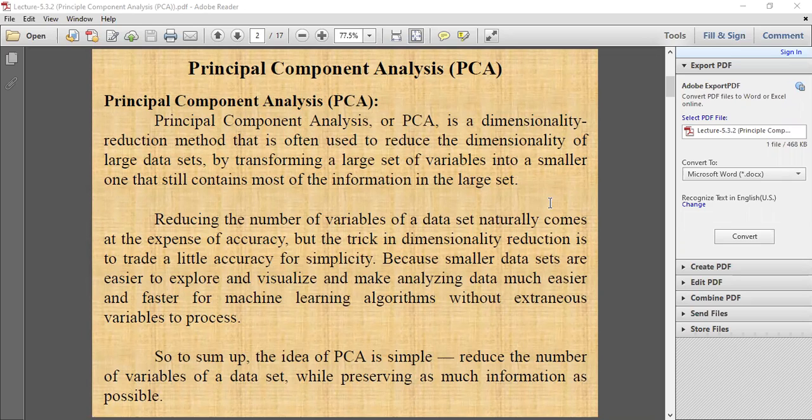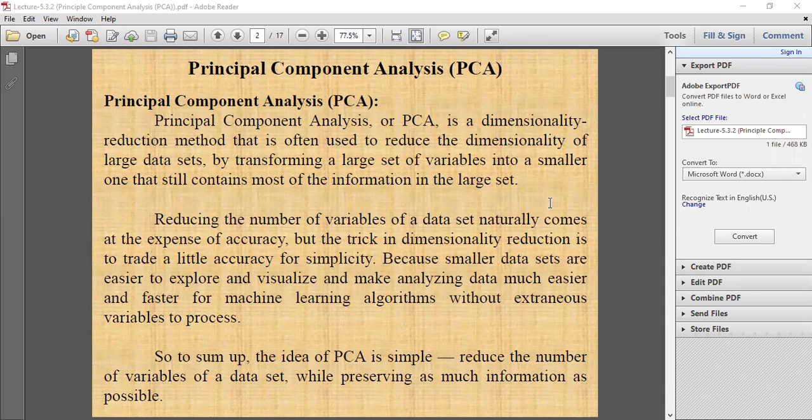Basically, PCA is a dimensionality reduction method that is often used to reduce the dimensionality of large data sets by transforming a large set of variables into a smaller one that still contains most of the information in the large set. Reducing the number of variables of a data set naturally comes at the expense of accuracy.